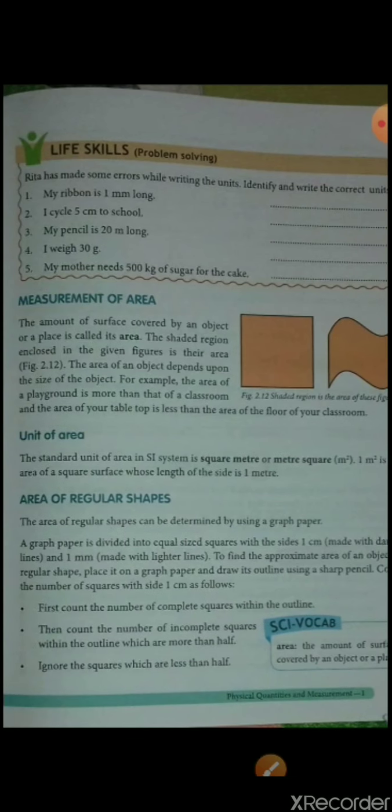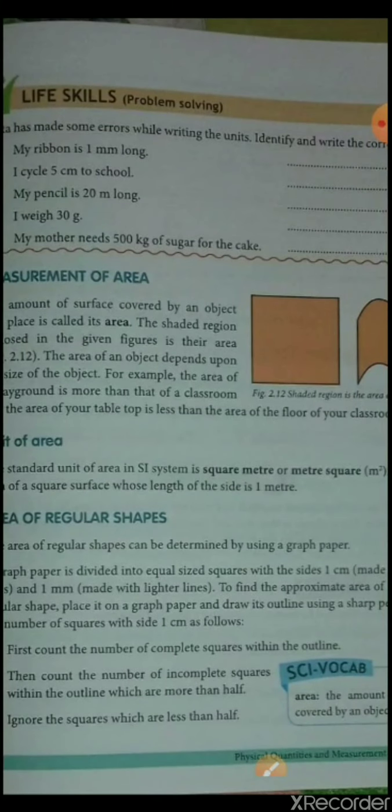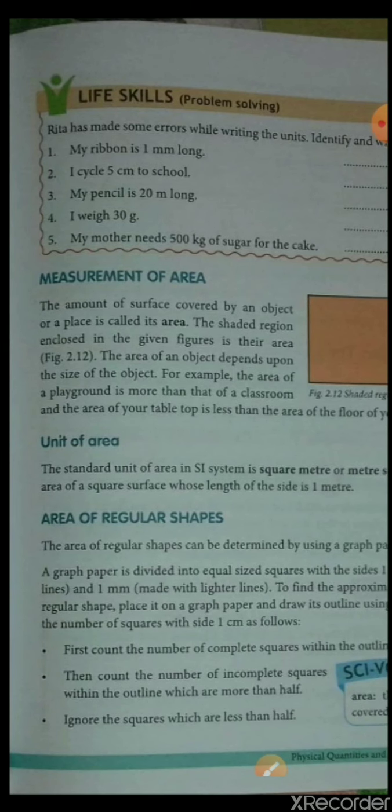So, area of regular shapes. Regular shapes, like your triangle, hexagon, pentagon, rectangle, all these can be found using your graph sheet also. So the area of regular shapes can be determined using graph paper. You all know a graph paper is divided into equal squares, that is, each thing will have one square. If one square is 1 centimeter, the value of one box is 1 centimeter square. Therefore two boxes will be 2 centimeter square, and 4 boxes will be 4 centimeter square.